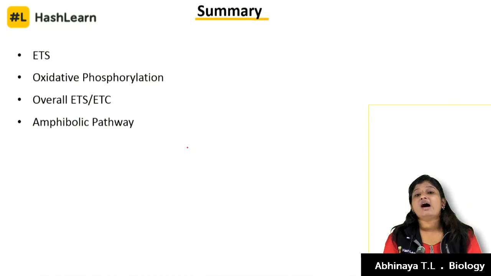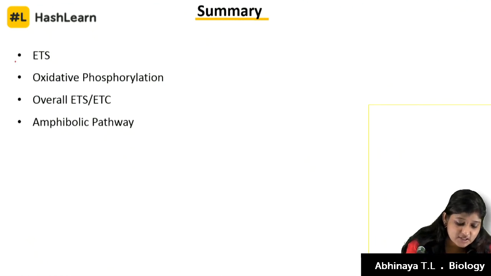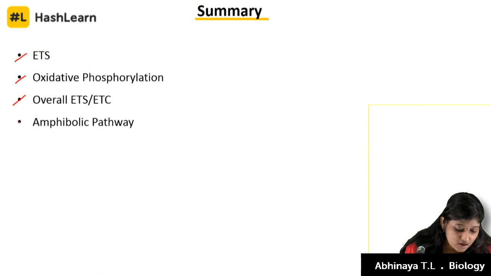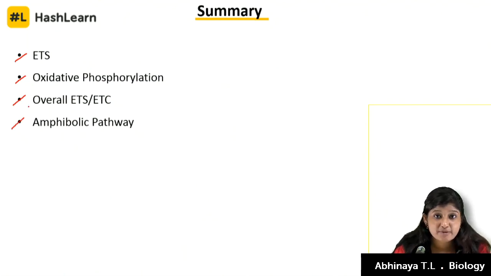Yes, my friends, we are at the end of the class. We beautifully discussed ETC. We told overall what are the things we are going to see in ETC. A step more to know ETC is going to help you solve the tough questions that will come in your entrance exam. Now at the end we told respiration is an amphibolic pathway. Let's summarize. We studied ETS, we studied oxidative phosphorylation by studying ATP synthase. We studied overall ETS or ETC and the amphibolic pathway.